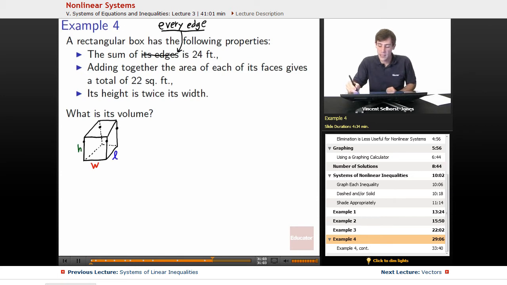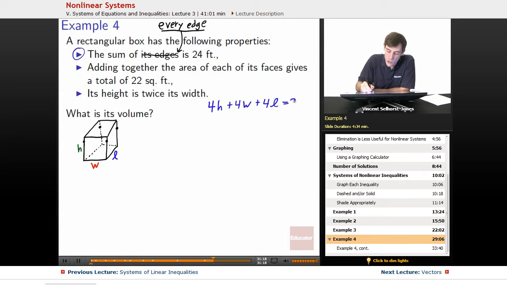All right, so if that's the case, the first idea will come out to be 4h plus 4w plus 4l equals 24 feet. So height, width, and length all combined together comes out to a total of 24 feet because of the sum of every one of the edges, and of each edge, height will show up 4 times. Width will show up 4 times on the box. Length will show up 4 times on the box.